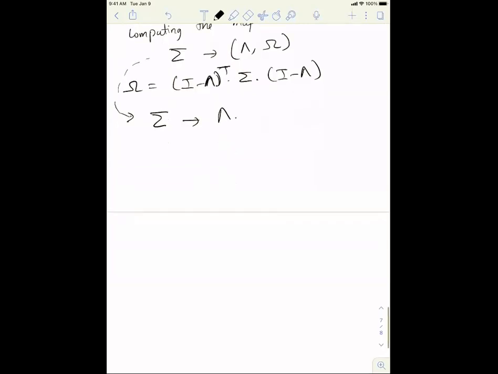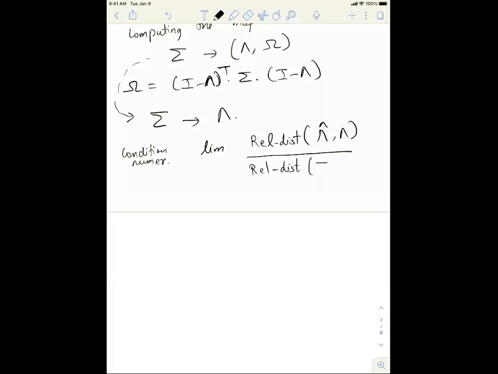And then the condition number is going to be defined as follows. We'll use a parameter, say gamma. Let me write it and define the term. We're going to call the relative distance between lambda hat and lambda, divided by the relative distance between sigma hat and sigma. So this is essentially the condition number.